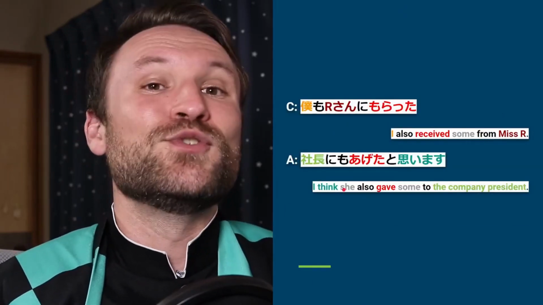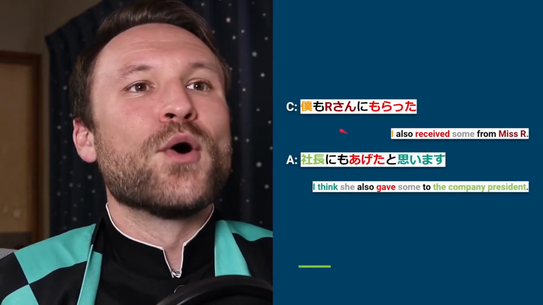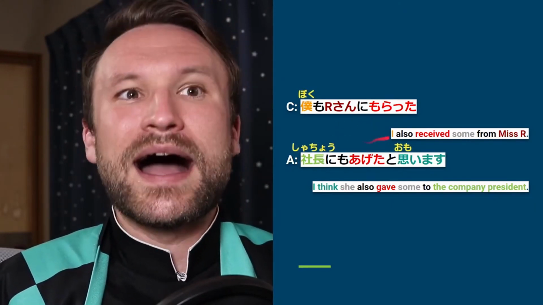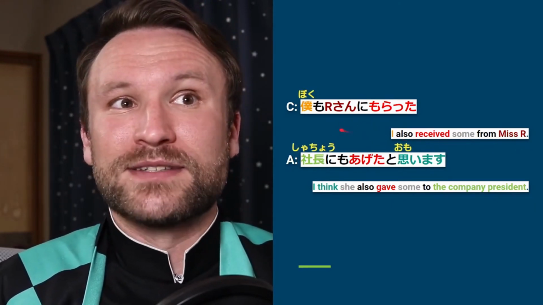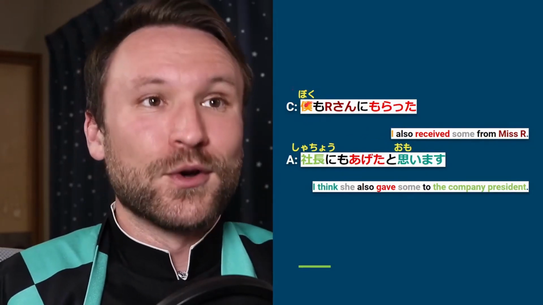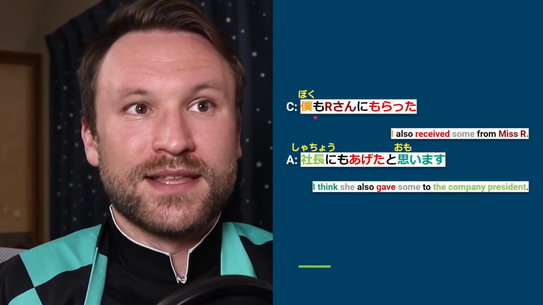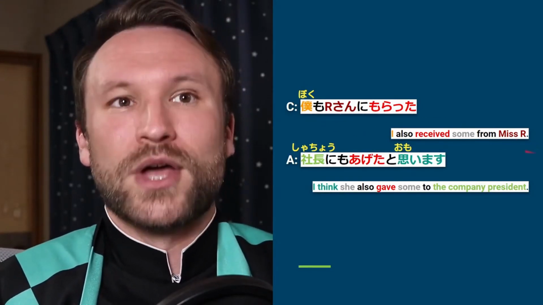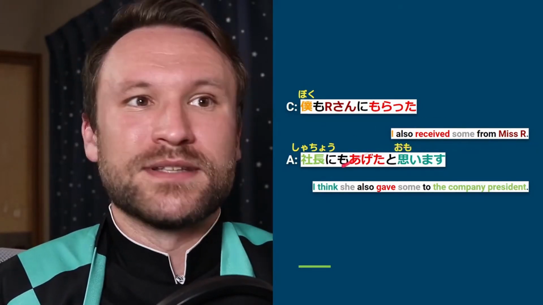にも to me as well. 僕も R-san に or からもらった. I also received some from R-san. So in this situation, boku is now the topic. They're the main part of the sentence. I also received some from R-san. R-san からもらった. I also received some from Miss R.